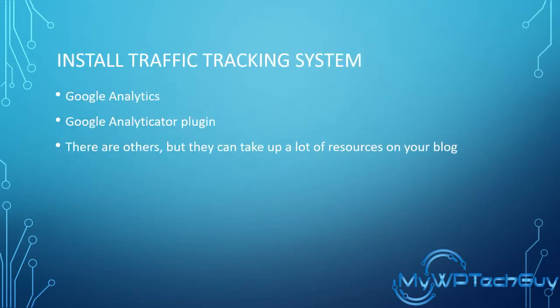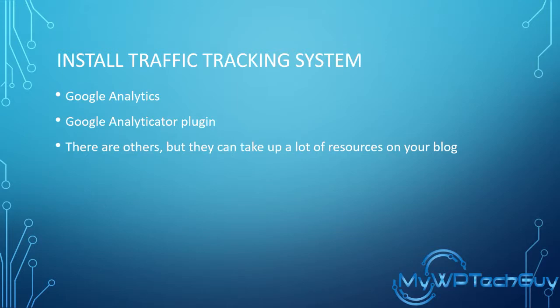Now, before we start actually driving traffic, we want to be able to track the traffic we're sending to our blog. A good, easy way to do this is using Google Analytics, and we install a plugin on the blog that connects our blog with Google Analytics, and then we can track it. Now, the plugin I use is Google Analyticator. I like it because it gives a very concise view of the traffic to your blog on your WordPress dashboard. You can dig into it more on the Google Analytics website.